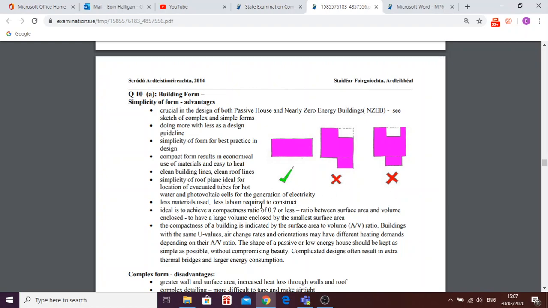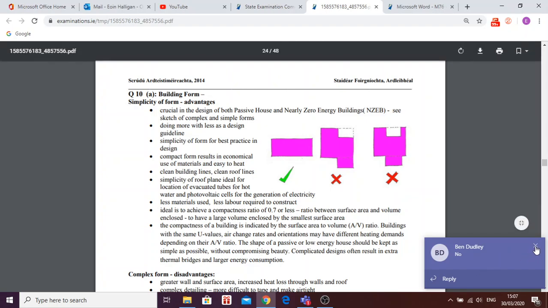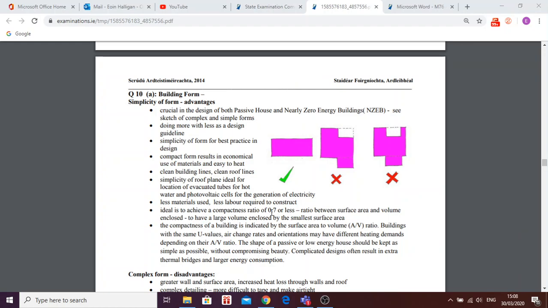Ideal is to achieve a compactness ratio, right? I would say it's not ideal. If you want to have a passive house, it's essential. You will not get a passive house certification if you have a compactness ratio of 0.7 or above. Okay, so if you want to build this complicated design, it's most likely that you won't get passive house certification.